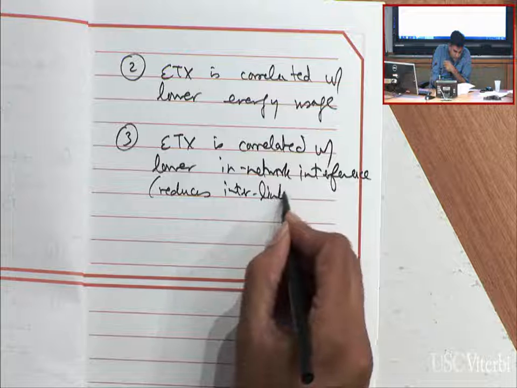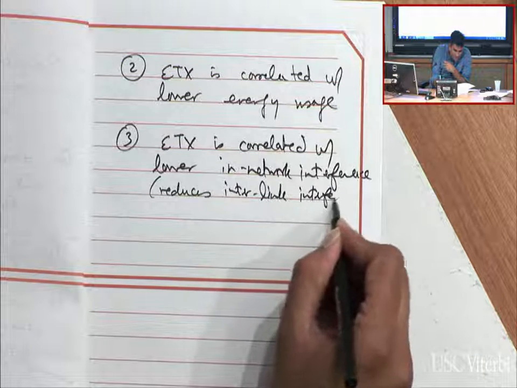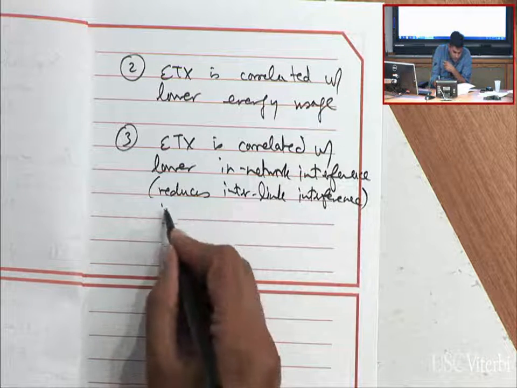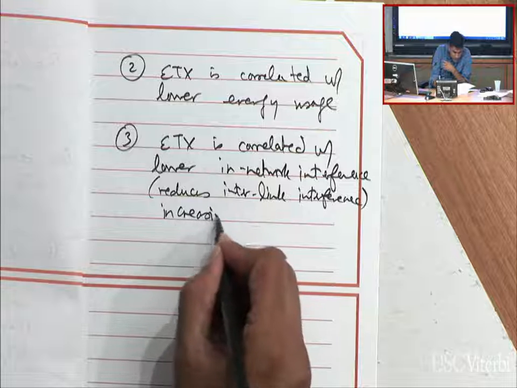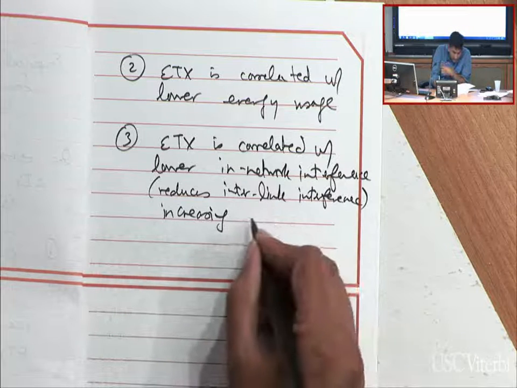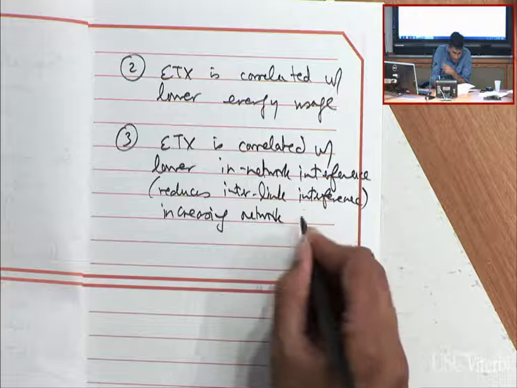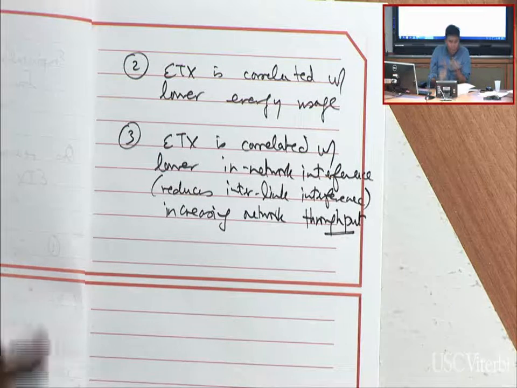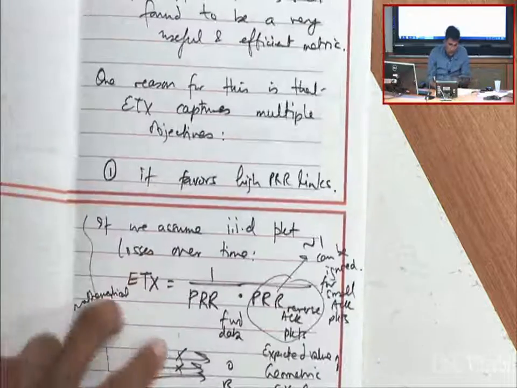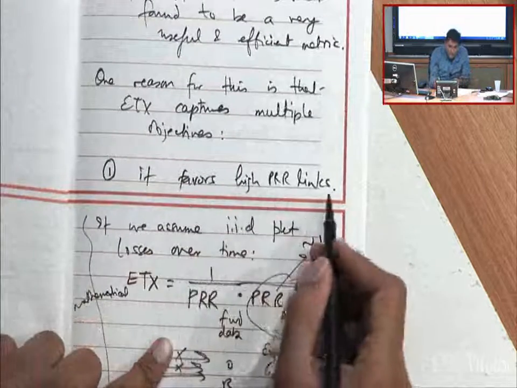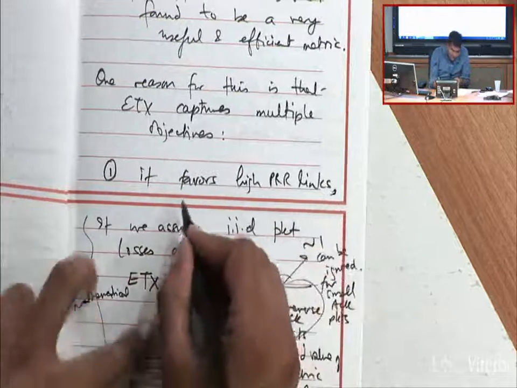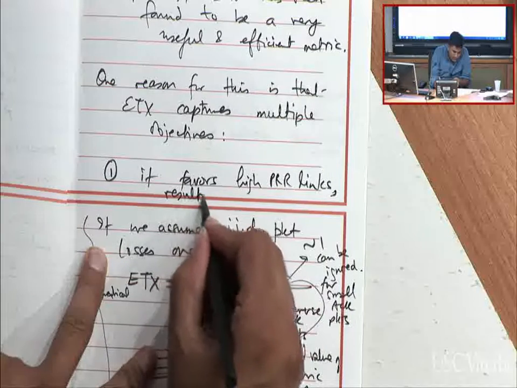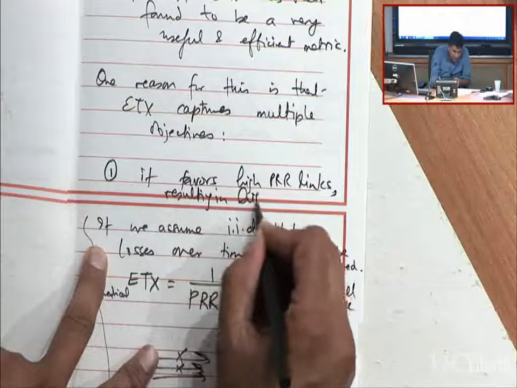Okay? So it reduces interlink interference, and as you can imagine, what this will do is basically increase the network throughput. Okay, so it's good for, right, item number 1: it favors high PRR links, resulting in higher reliability.